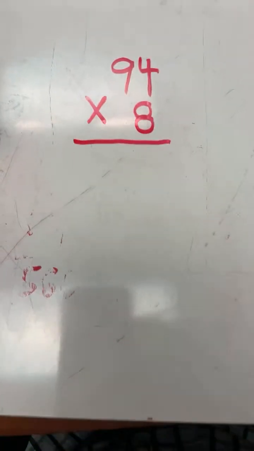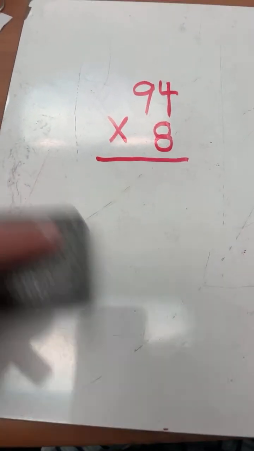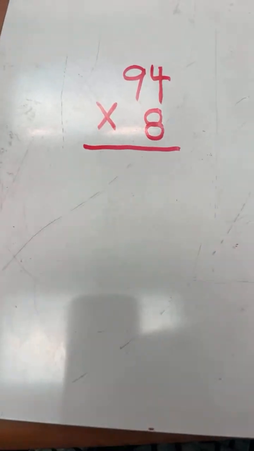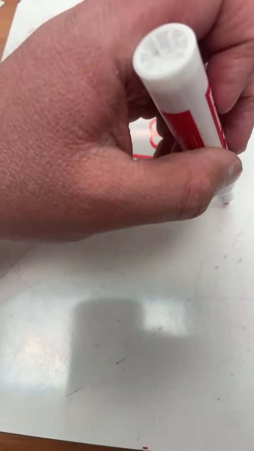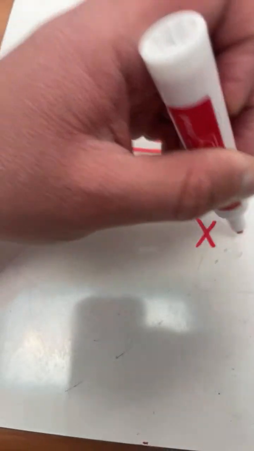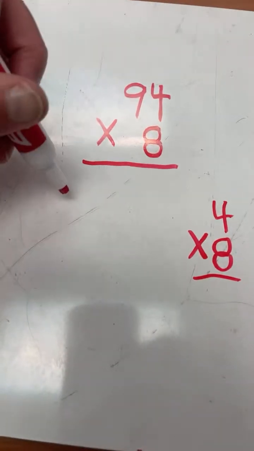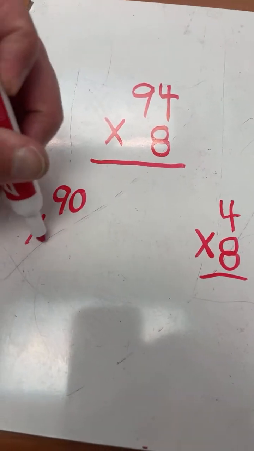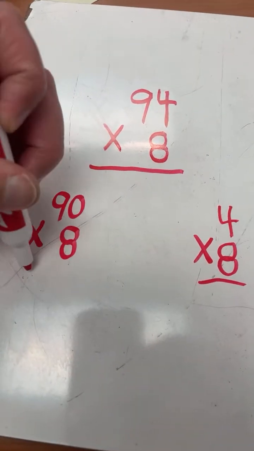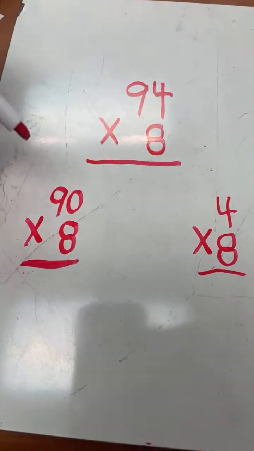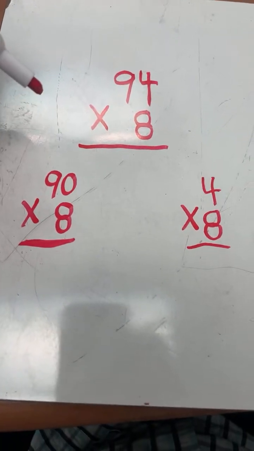94 times 8. So this is partial product multiplication. So to find the answer to 94 times 8, we have to multiply 4 times 8. We have to multiply 90 times 8. And then we have to add our two answers together to get the answer to 94 times 8.